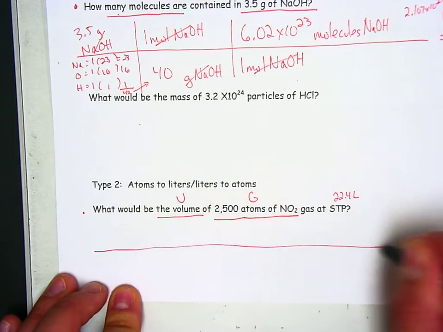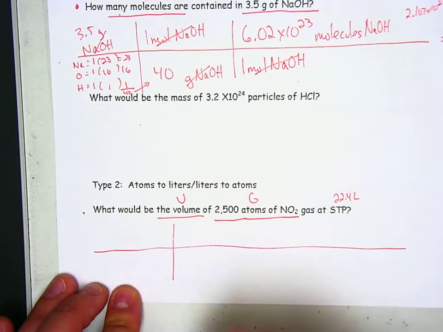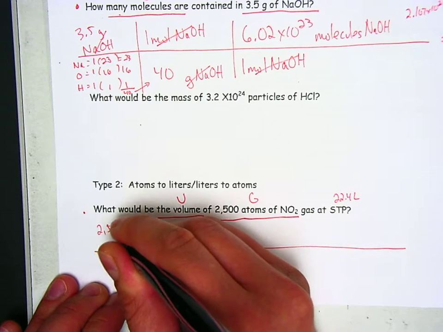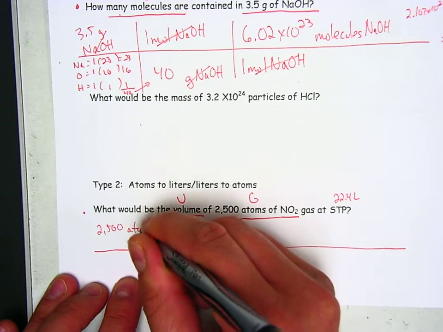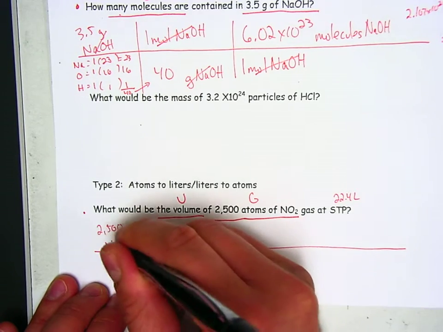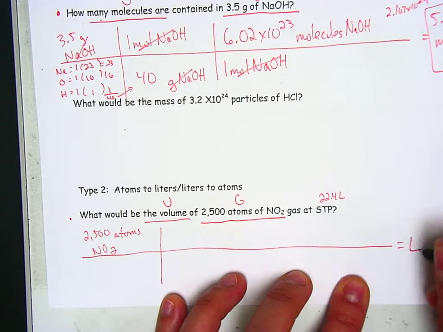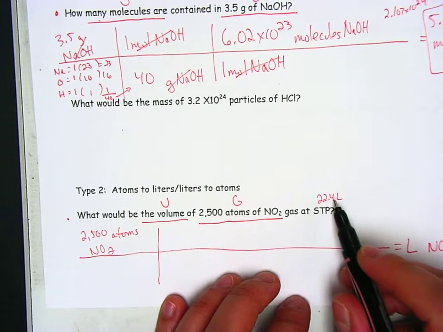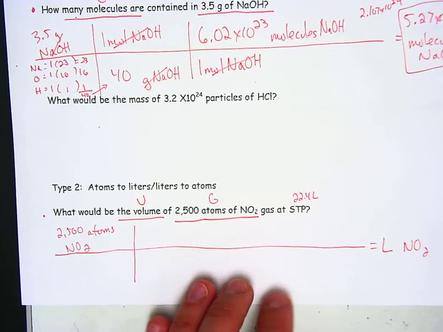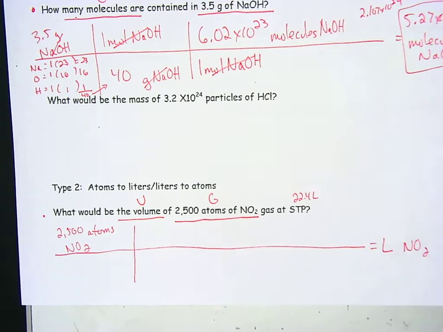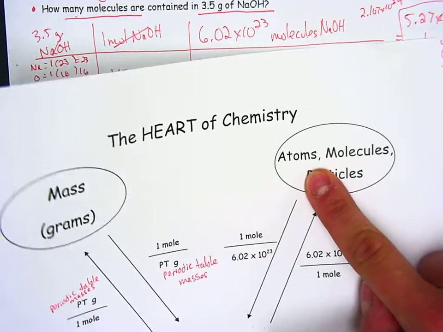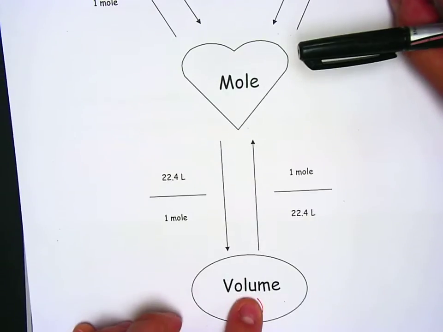All right, so given goes in the top left, 2,500 atoms of NO2. And then we're trying to figure out the volume here, liters of NO2. All of our problems are going to be at STP, so that's why all of our problems are going to be using 22.4 liters. Okay. All right, so atoms to liters. Here's your atoms. Here's your volume, your liters.